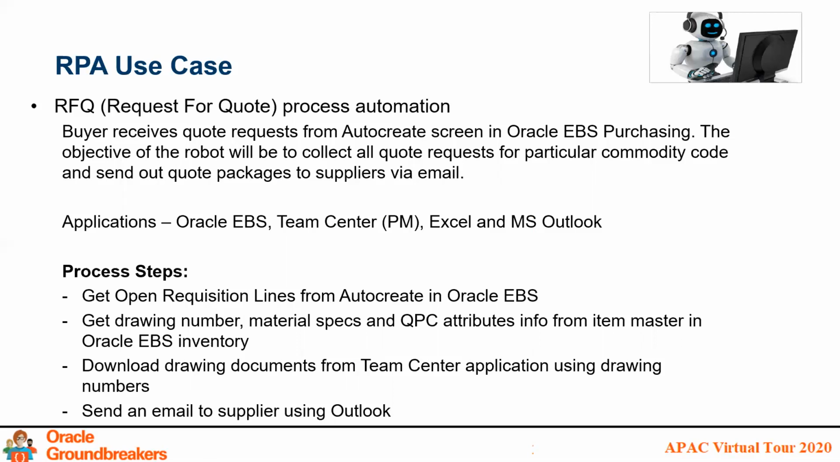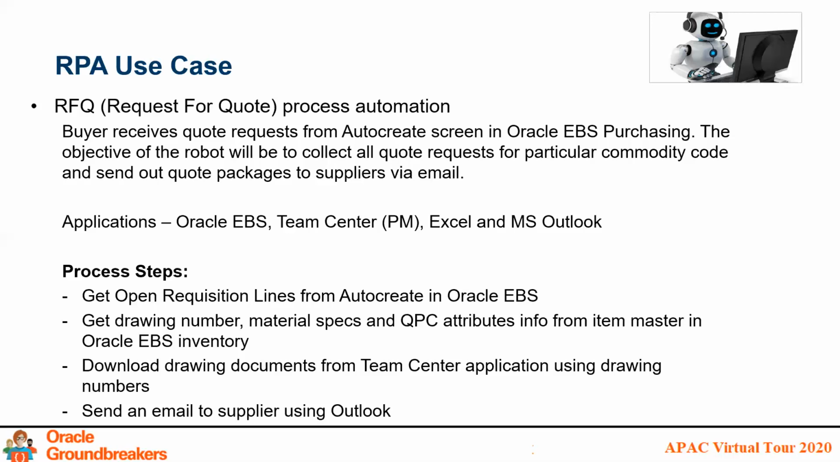The objective of the bot will be to collect all the code requests for a particular commodity code or inventory category and send out code packages to suppliers via email. The underlying applications for this process are Oracle EBS Suite, Team Center, Excel, and Outlook. Now the detailed process steps.